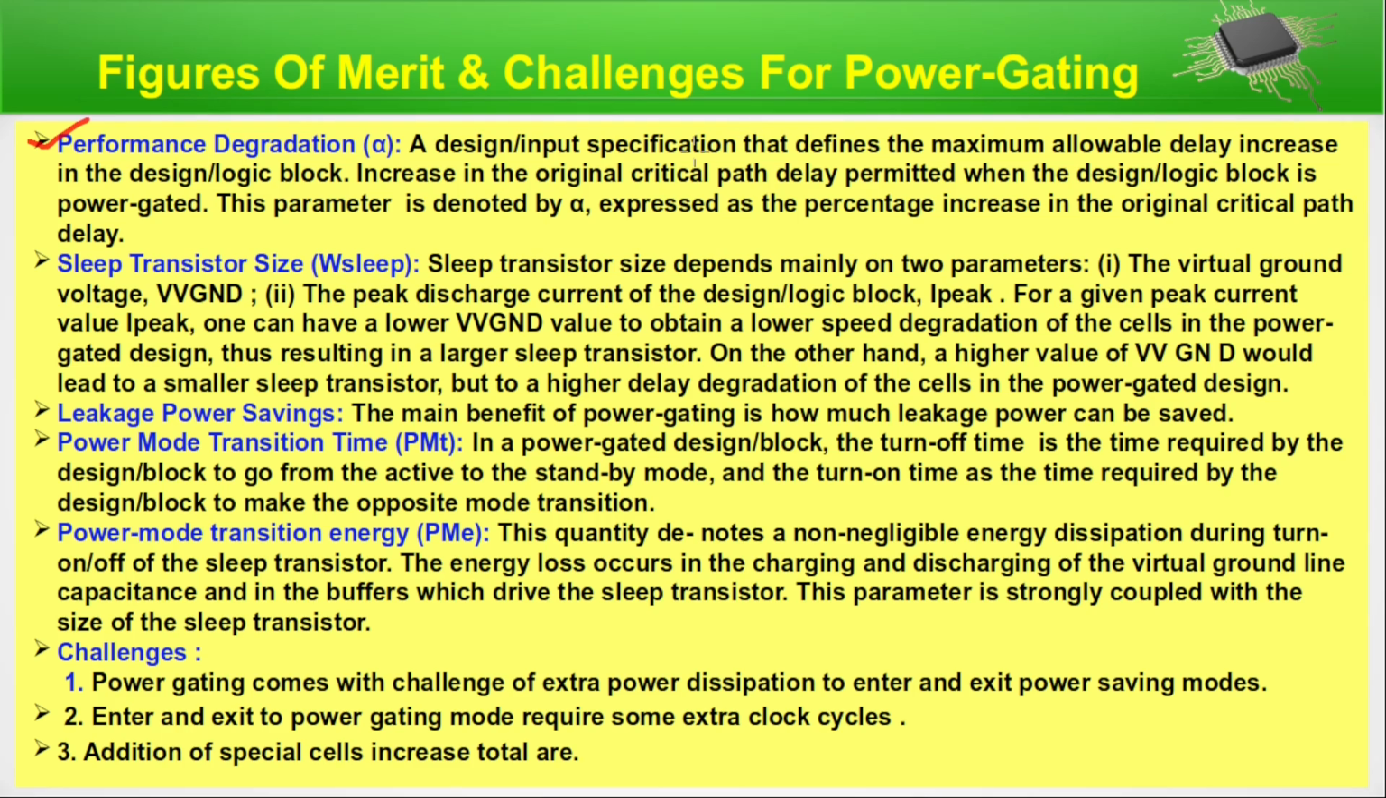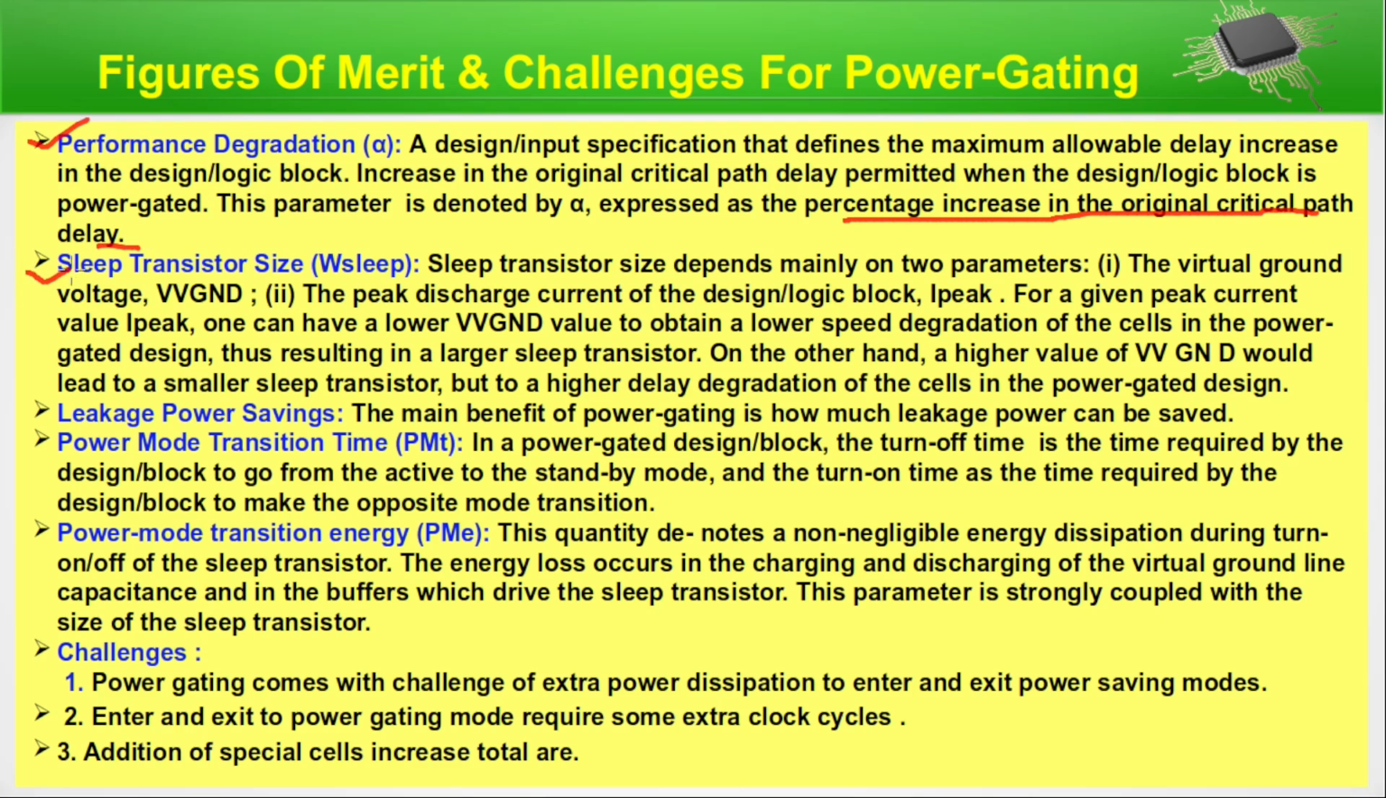A design input specification that defines a maximum allowable delay increase in the design or logic block, an increase in the original critical path delay permitted when the design or logic block is power gated. So delay is increasing, and the number of devices is increasing. This parameter is denoted by alpha, expressed as a percentage increase in the original critical path delay. Without power gating, a tolerable path delay is defined for the circuit. Now the introduction of power gating is increasing it. The percentage by which it is increasing is denoted by alpha.